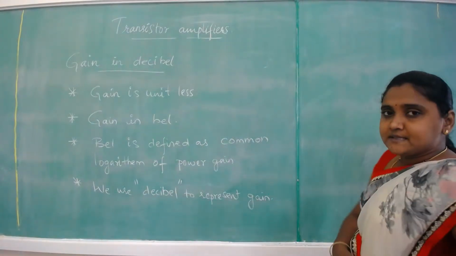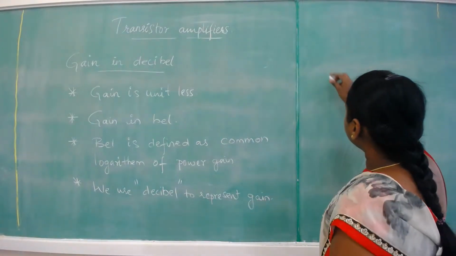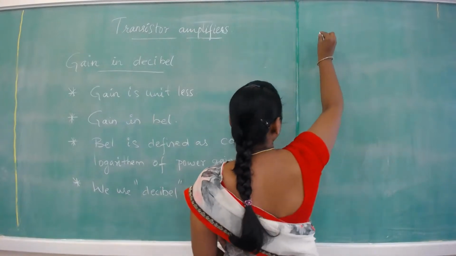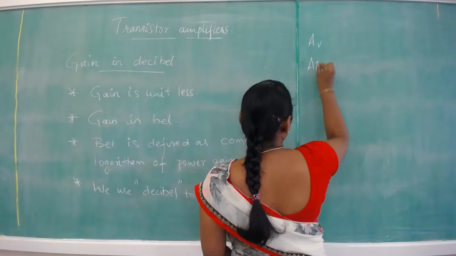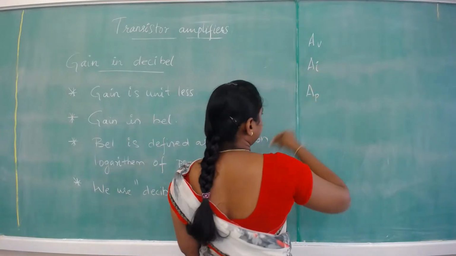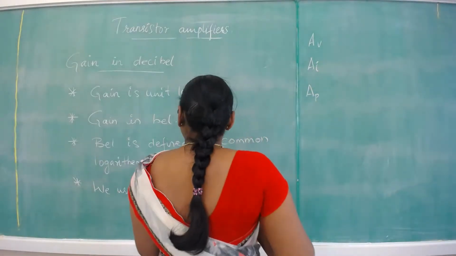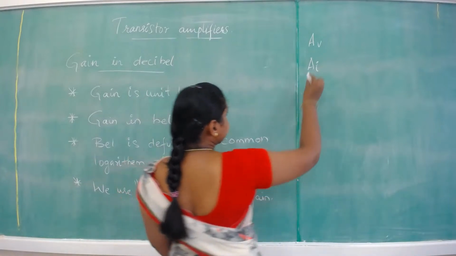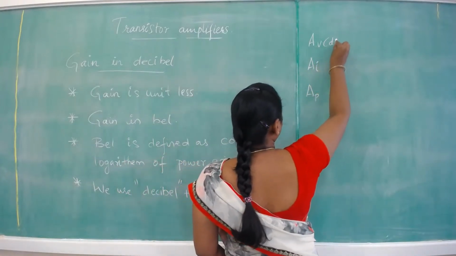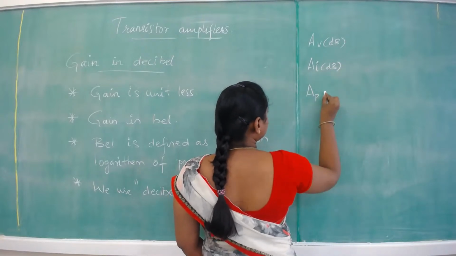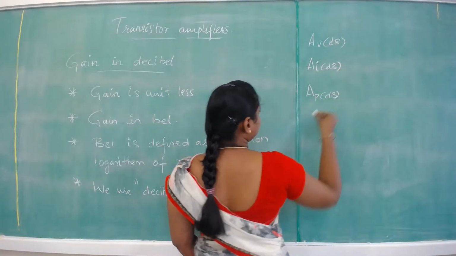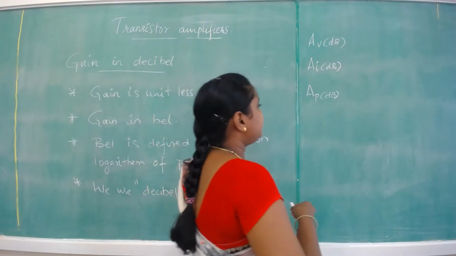Now, when we are representing the gain in terms of decibel, the gains which we have seen in yesterday's class are AV, that is voltage gain, AI, that is current gain, and AP, that is power gain. Now, these gains in terms of dB, how are they computed?